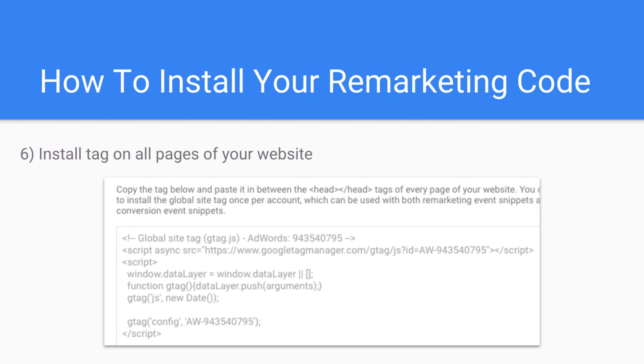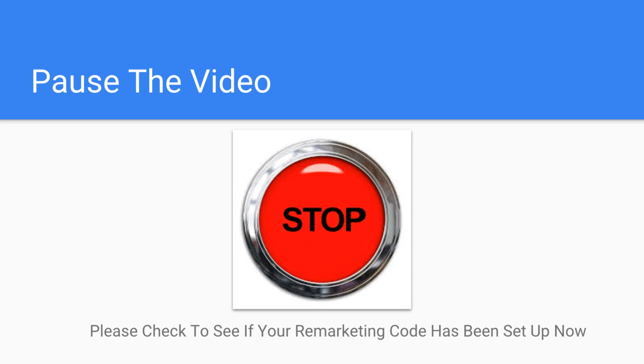Now, for this particular video, we're not going to go into how to install this code into various web platforms, because there's so many, whether it be WordPress or Shopify or Wix or the plethora of other ways that you can build a website. So this is just something that you'd want to send over to your web developer and get it installed on all pages of your website. So go ahead and pause the video now, and let's check to see if your remarketing code has been set up. Once you have gone through those steps and identified if it has been set up, then we'll resume the video.